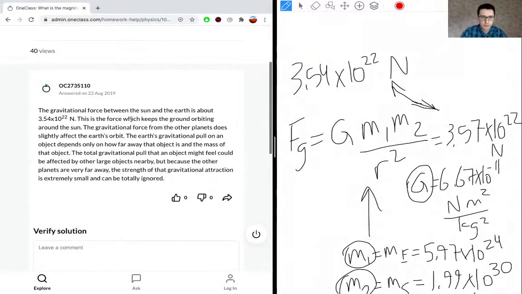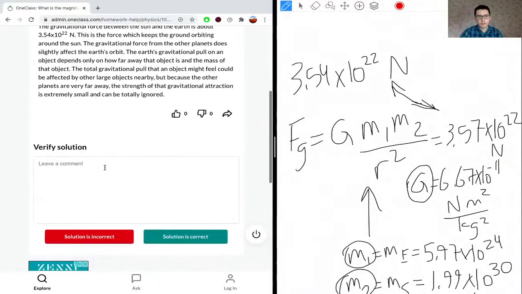This force is the force which keeps the Earth orbiting around the Sun. The gravitational force from other planets does not significantly affect the Earth's orbit. The gravitational pull on an object depends only on how far away that object is and the mass of the object. Because the other planets are very far away, the strength of that gravitational attraction is extremely small and can be totally ignored. So that's the explanation of the gravitational force constant.